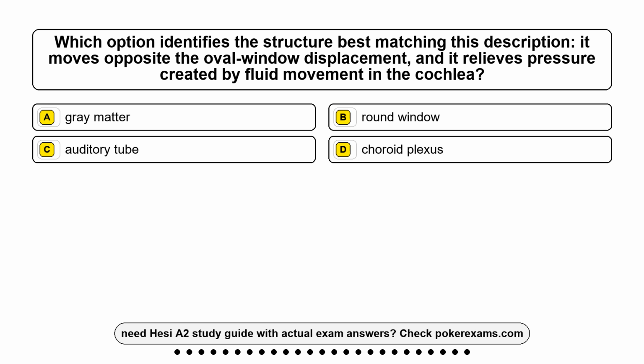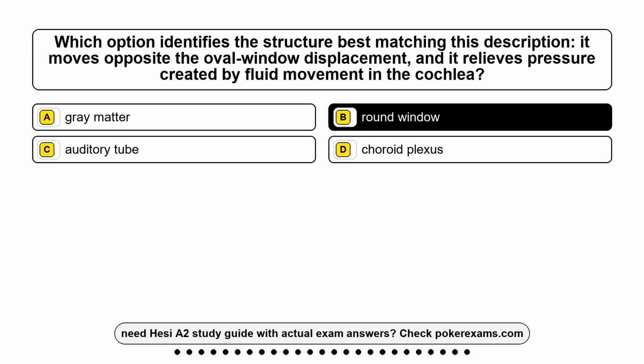It moves opposite the oval-window displacement, and it relieves pressure created by fluid movement in the cochlea. Option A, gray matter. Option B, round window. Option C, auditory tube. Option D, choroid plexus. The correct answer is option B, round window.